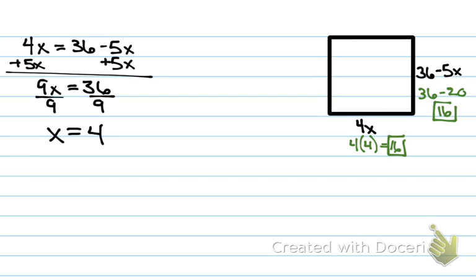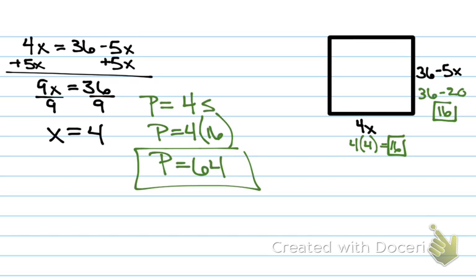So I now have an established side value. I can plug it into my perimeter formula. P equals 4s, P equals 4 times 16, and P equals 64. You could say units. I'm not necessarily worried about the label. These won't necessarily have units of measurement like centimeters and inches. We're really just focused on the process to get to perimeter.